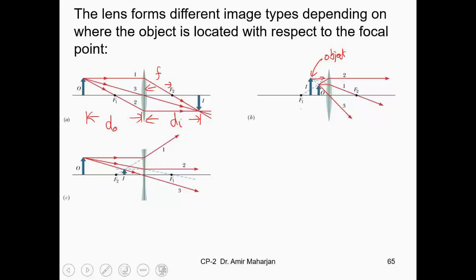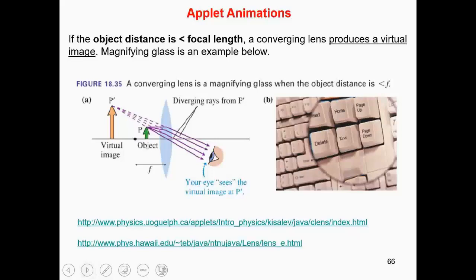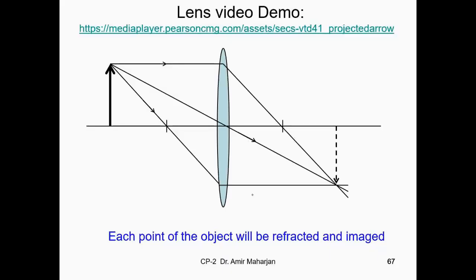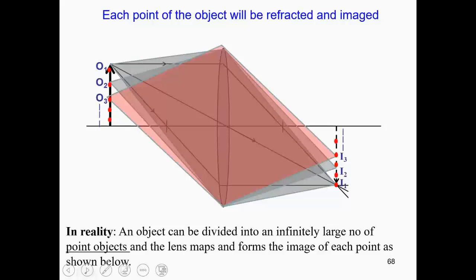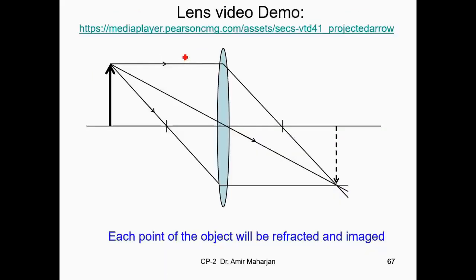So let me show you the big diagram. Here's what will happen. This is the P ray, this is the M ray, this is the F ray. But in reality, it's not just three rays. There will be an infinitely large number of light rays that will strike from each point. Each point will be imaged.